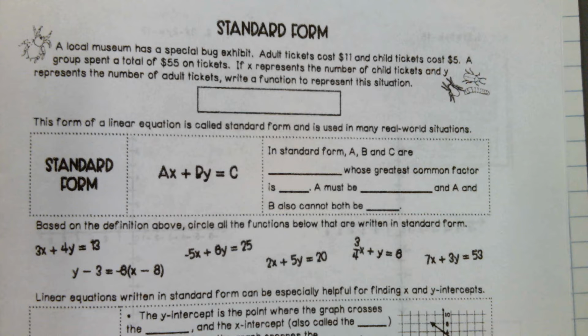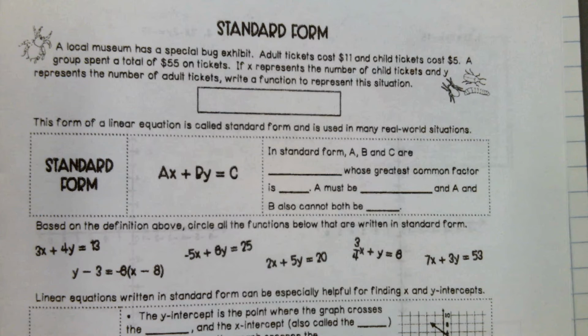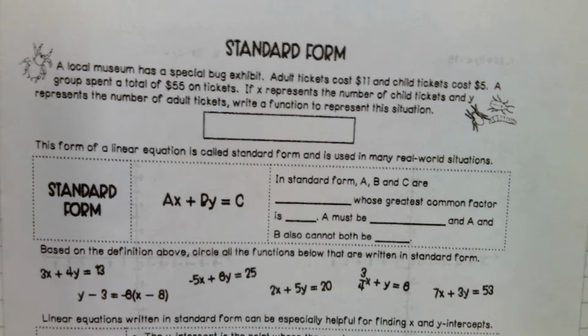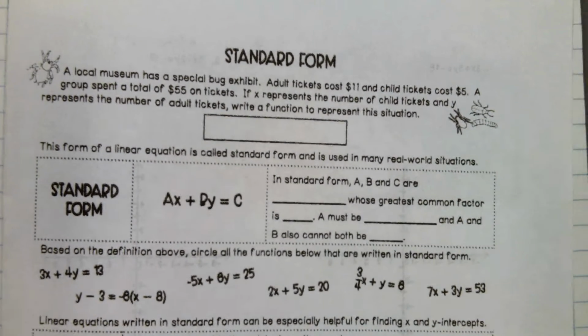We're going to write a function to represent this situation. So a function's like an equation, and we're going to write a linear equation, meaning when we graph it, it would form a line. Okay? So let's get to it. I'm just going to write what this equation says, and then maybe we can dissect it.